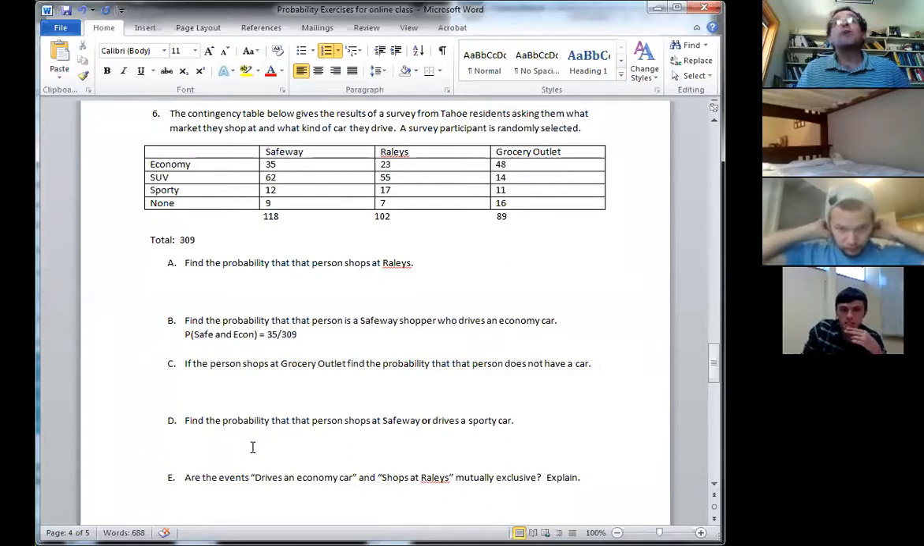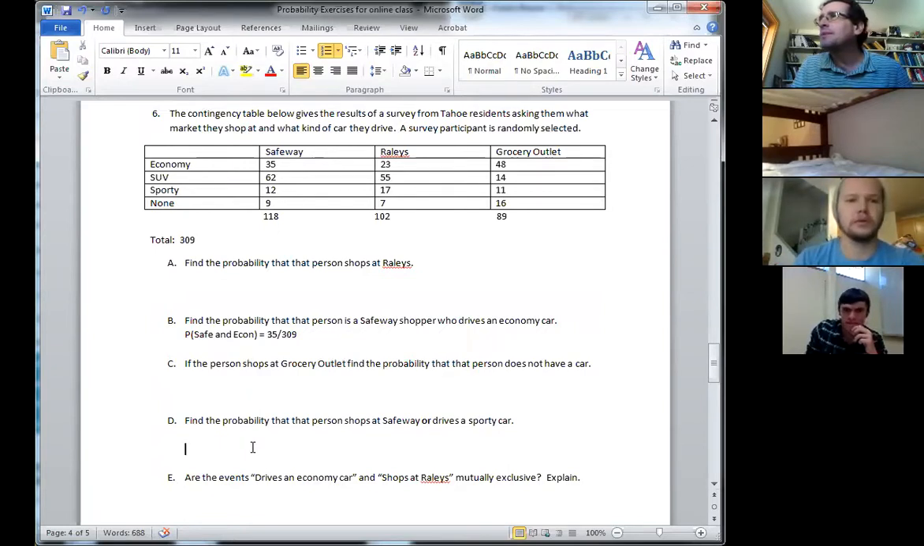So it's an or question, not a given. Had it been, if someone drives a Safeway, what's the probability they drive a sporty car, that would have been the Safeway sporty. That still wouldn't have been the 30, actually. I'm not sure how 30 came about. I have no idea. But that 118 would have been right. But it's different. It's the or.